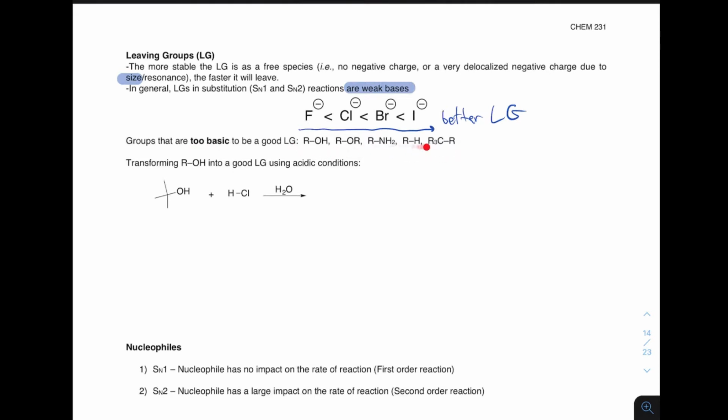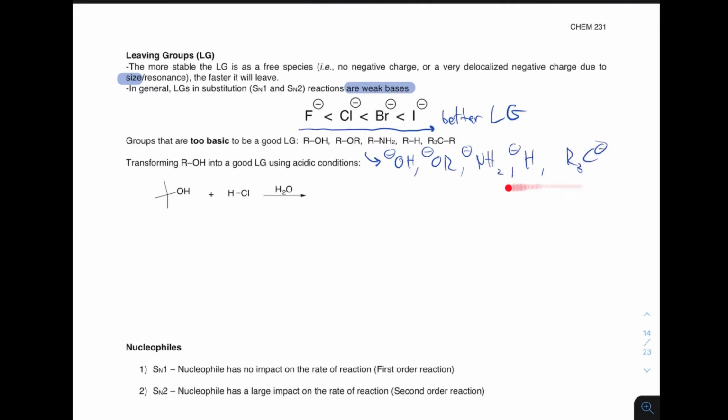Inversely, groups that are too basic to be a good leaving group are some of the following. If we try turning these into leaving groups, we'd end up with these very harsh, essentially strong bases, with these negative charges on atoms that don't really have anywhere to go. The negative charge is very much on that atom and not anywhere else. So we know that these are not good leaving groups.